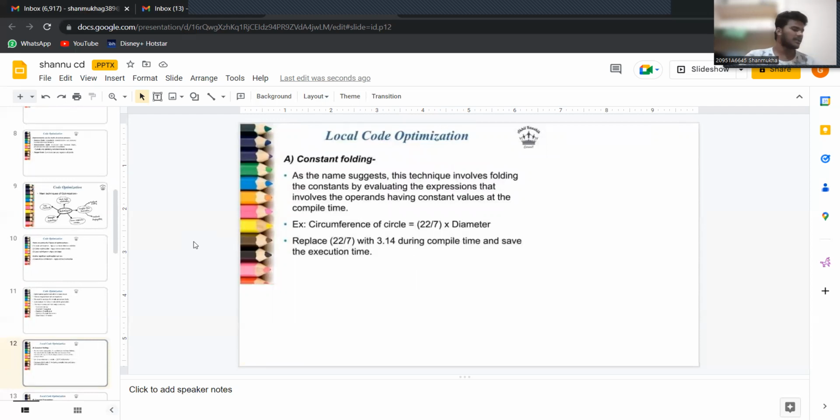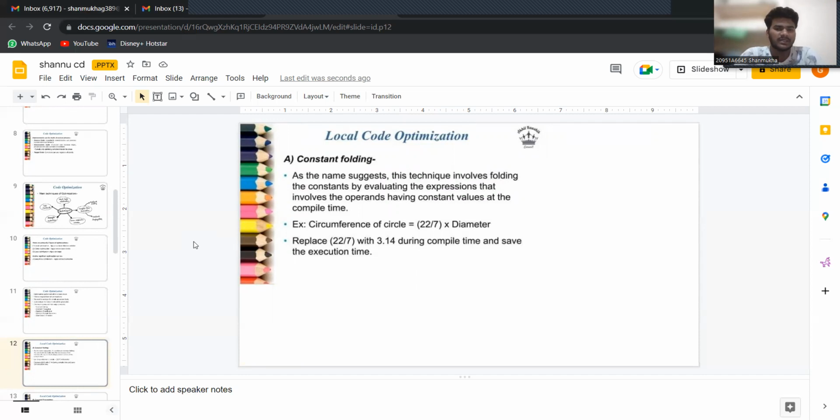Local code optimization. Here is constant folding. As the name suggests, this technique involves folding the constants by evaluating the expressions that involve operands having constant values at compile time.